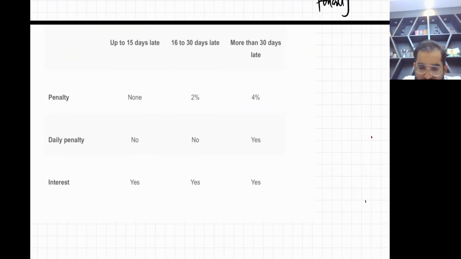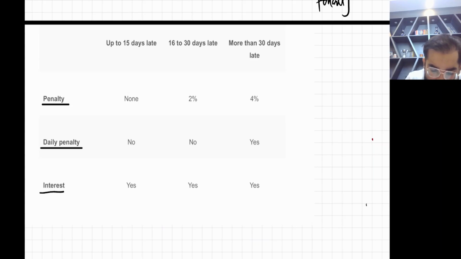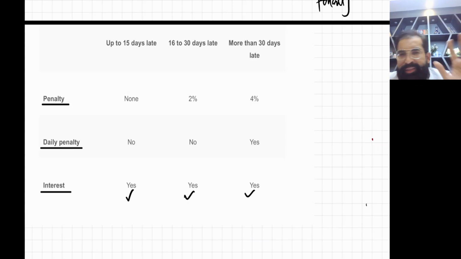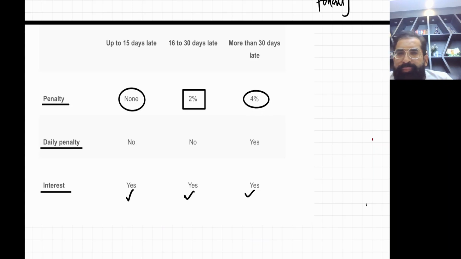Okay. Now, my respected student, please check these rates. These are very, very important rates for you. See, one is normal penalty, one is daily penalty, and this is late payment interest. It is charged always, even if you are 10 days, 5 days, 15 days, 20 days late. Now, normal penalties: up to 15 days, there is no penalty. Hope you remember. 16 to 30 days, it's 2% fixed. And more than 30 days, it's 4% fixed. This is called normal penalty.